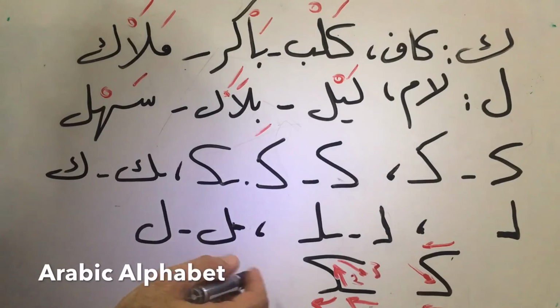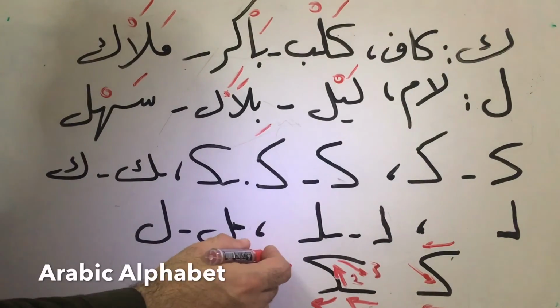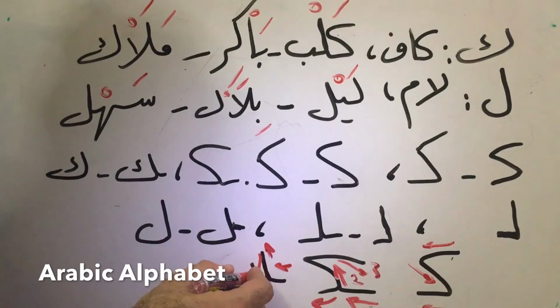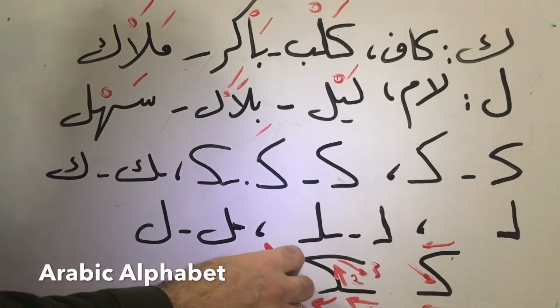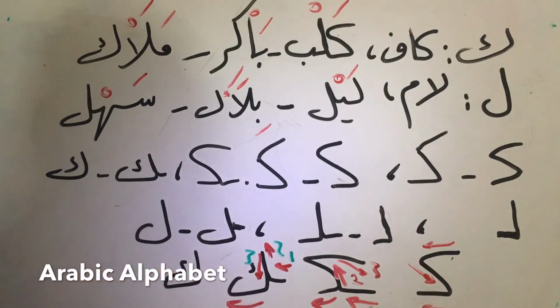If it is like this, we start from here, move up, then we go down, then we go this way. So this is 1, 2, 3, 4, and then finish with the hamza. If it is alone, like this, we start from up, down, finish. This is kaf.